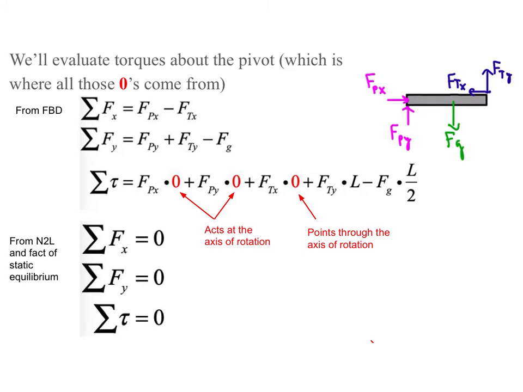So we draw our free body diagram as always, and we evaluate the torques about the pivot point. We don't have to because there's no rotation going on, but I choose to because I get a whole bunch of zeros that come out later. So from our free body diagram, the forces in the x are the pivot pushing to the right and the tension pulling to the left.